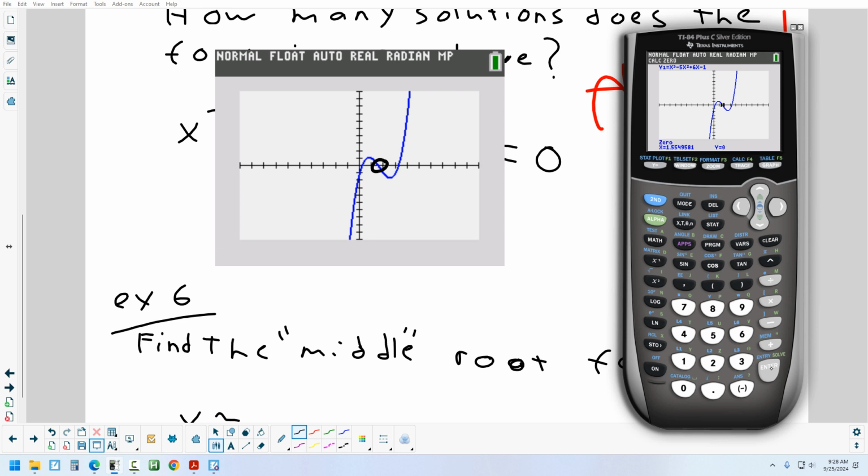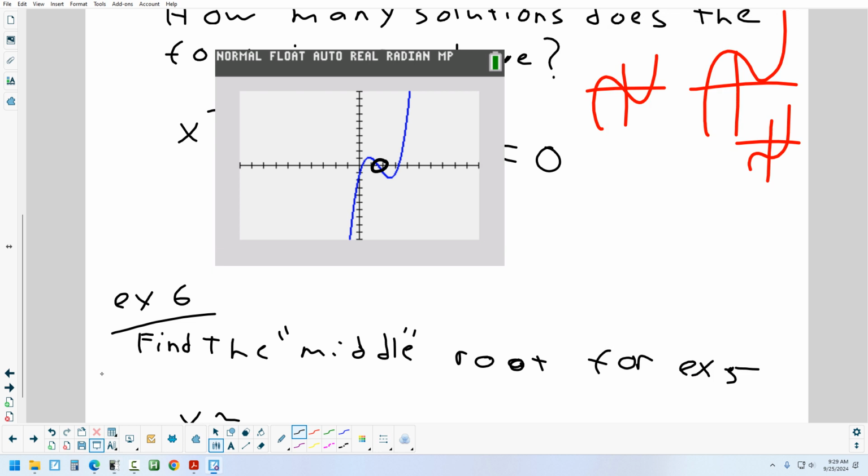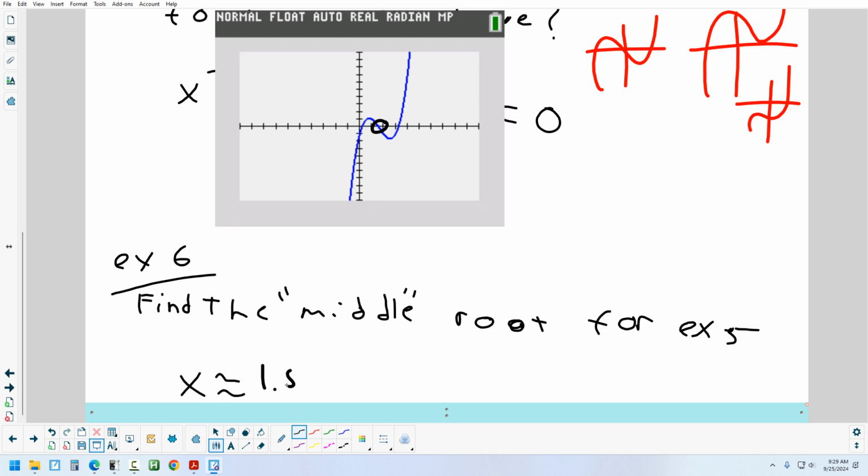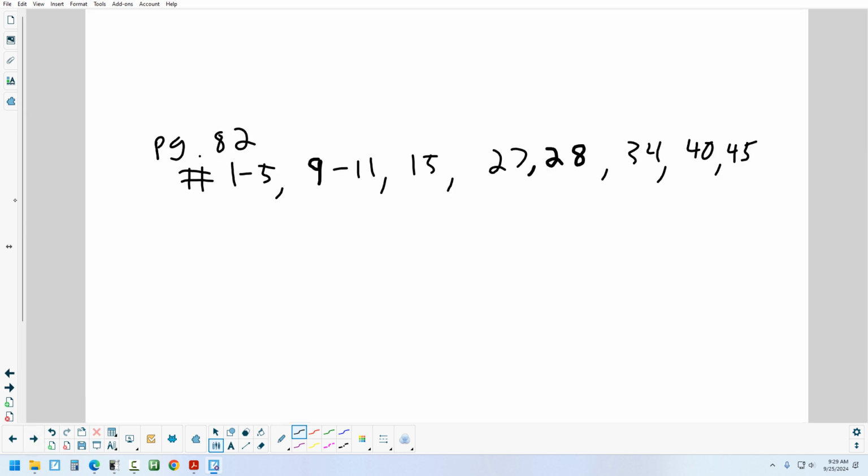And if we round that to 2 decimal places, what would be my answer where it crosses? Yep, 1.55. Okay, and remember, that symbol means it's approximate, it's not exact. Okay, any questions on that? Okay, so that, I think, is section 2.1.